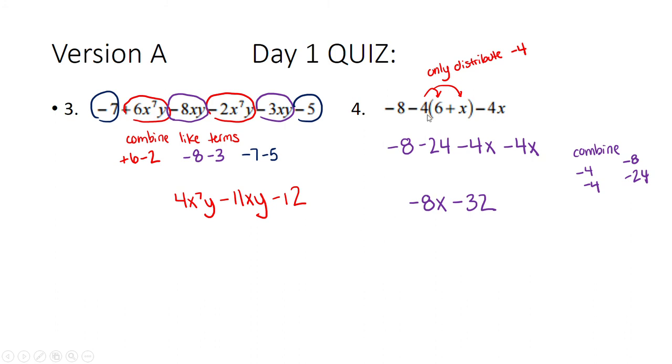On number 4, you distribute negative 4. You keep track of that negative sign, and that negative 4 turns the 6 into negative 24, and negative 4 times x is negative 4x. You combine your two x's together to be negative 8, because negative 4 plus negative 4, or negative 4 minus 4, is negative 8. Same type of deal. And then negative 8 minus 24 is negative 32.